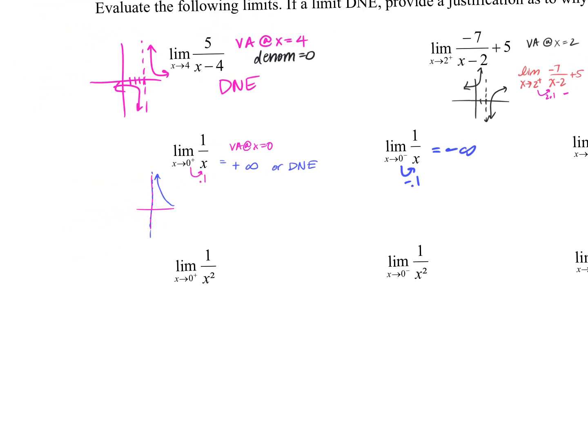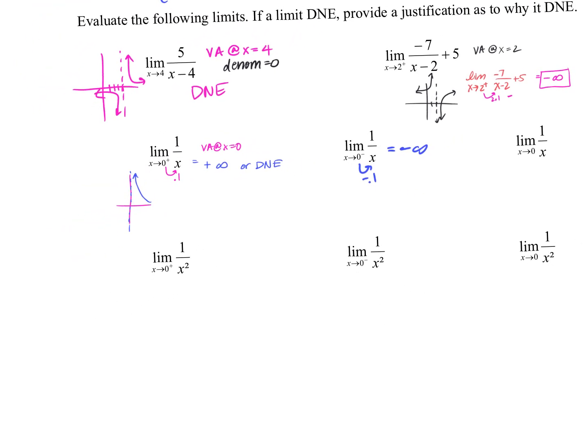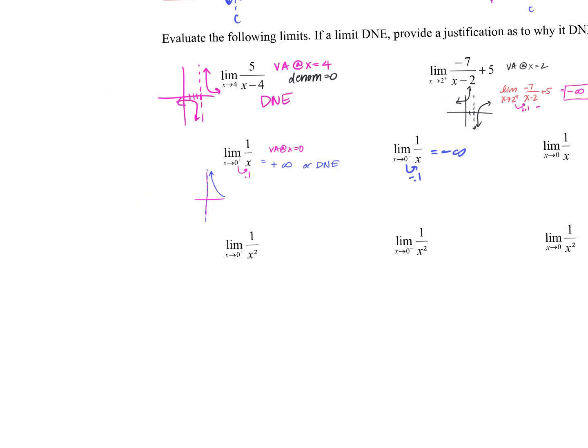Let's take a peek at this graph real fast. 1 over x. Anyone make any predictions? I like it. We knew from the right-hand side we were going to positive infinity. From the left-hand side we were going to negative infinity. Therefore, at 0, the limit does not exist. And our graph looks like that.